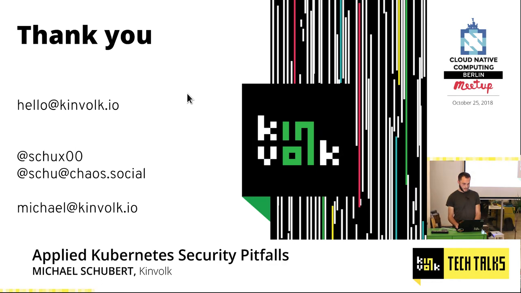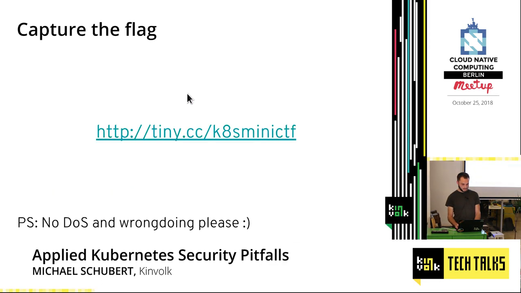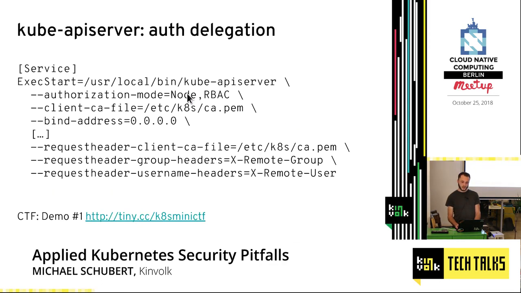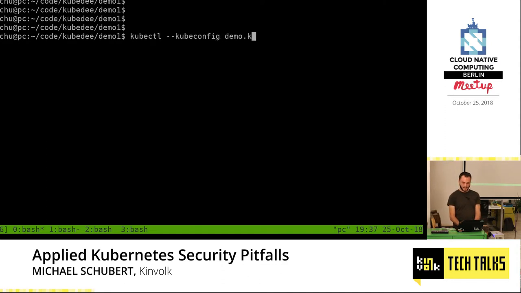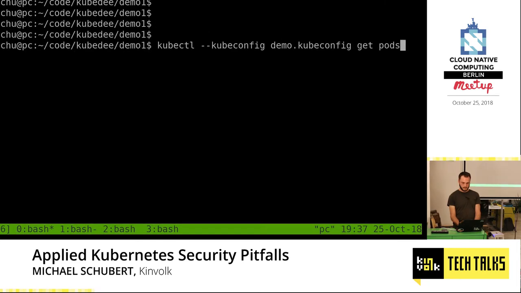So, quick reminder. We have configured our API server to allow authentication delegation, but we made a mistake. We have no idea why the screen dims down, but it'll come back. Maybe increase the font size. A little bit more, okay.